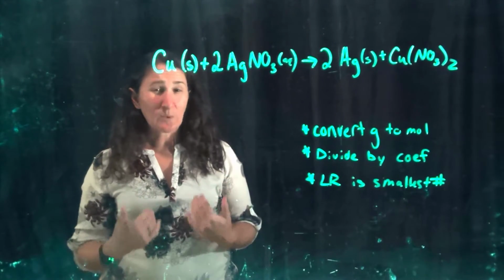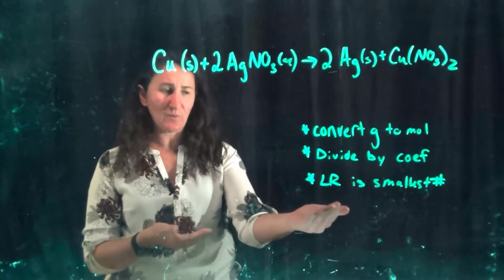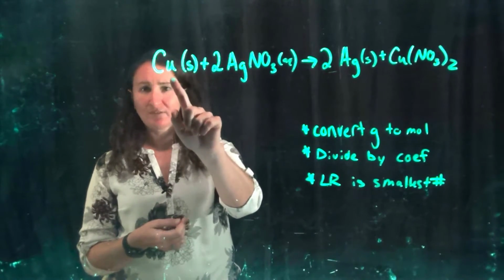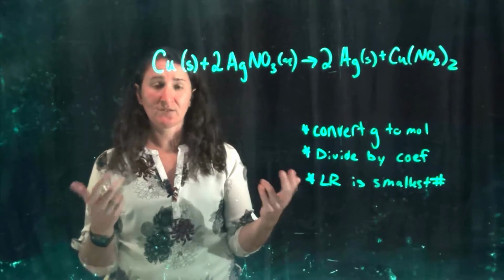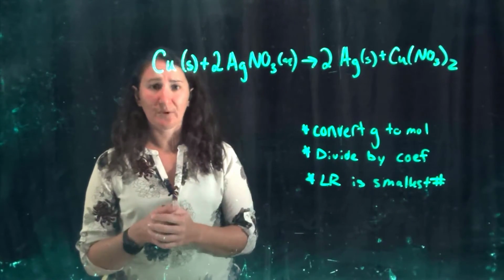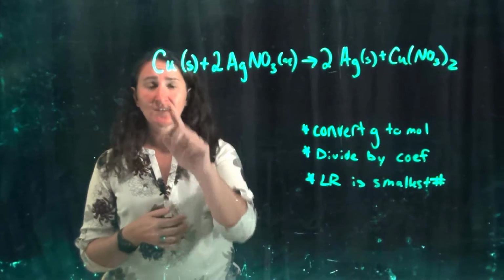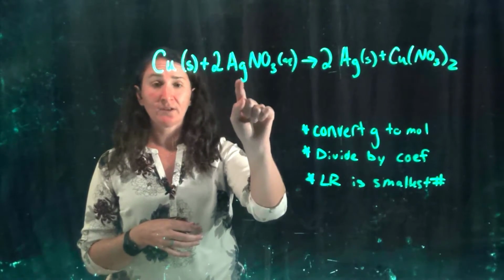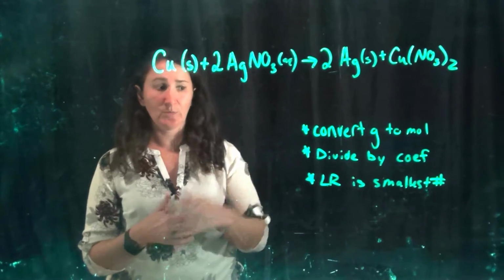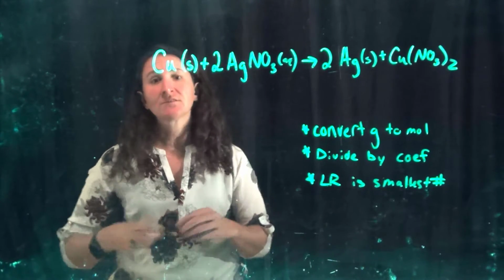They're not always the way I do it, and I'll tell you about that in a second. But this way is you take your number of grams of copper and your number of grams of silver nitrate, and you convert both of those into the number of moles using the molecular weights appropriate to the compound or atom. Then you divide by the coefficient. So you take the number of moles of copper and divide by 1, take the number of moles of silver nitrate and divide by 2. And whichever of those two values is the smallest number, that's your limiting reagent.